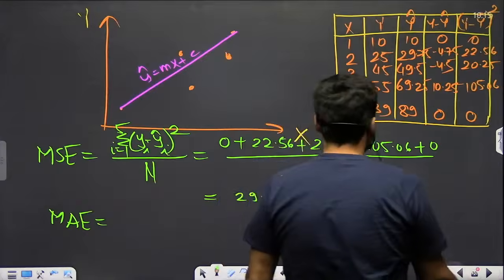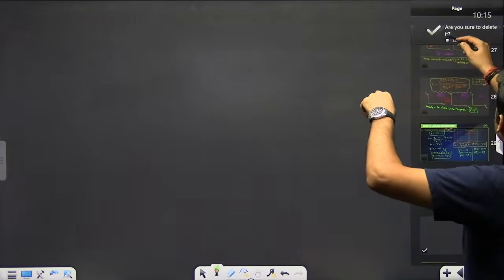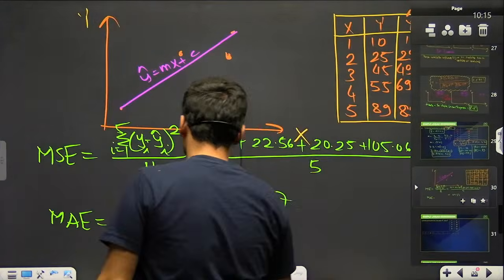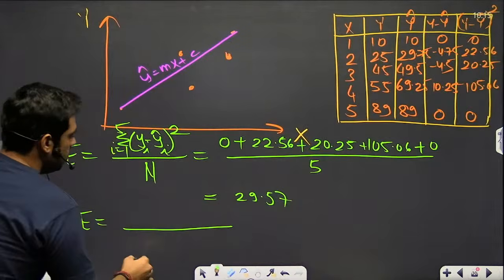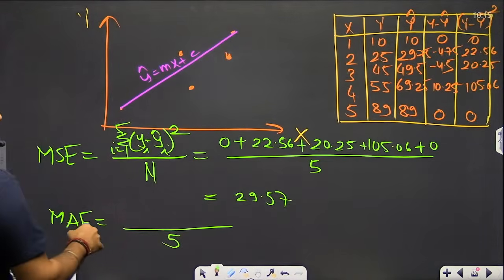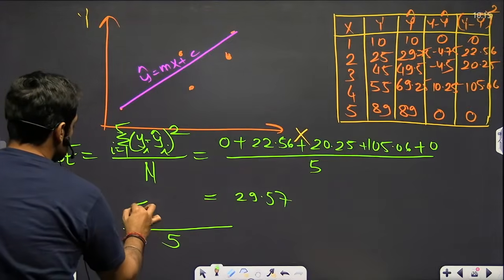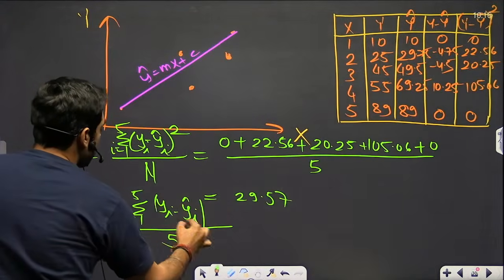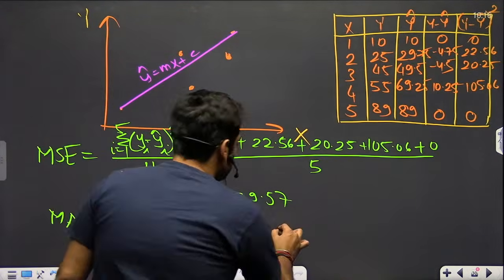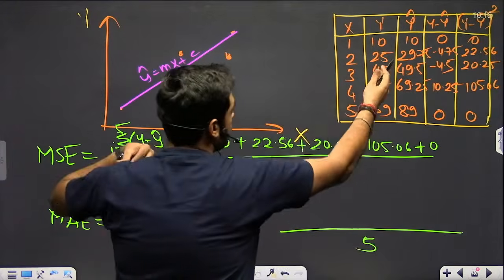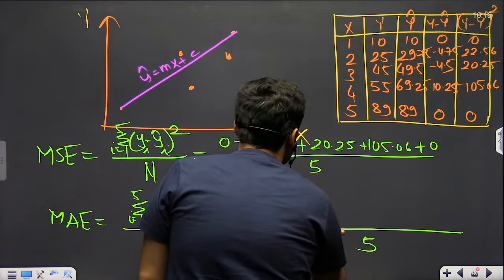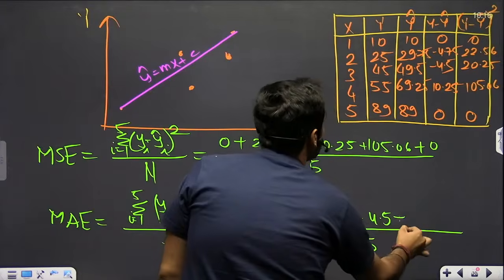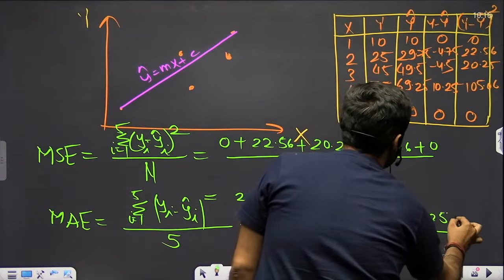So I calculated the MSE value. Now I have to calculate the MAE value, very simple. I would just go with the formula: MAE is 1 upon 5 times the summation of i equals 1 to 5 of the modulus of yi minus yi hat. So how much would this be? I have to just add all these values: 0 plus 4.75 plus 4.5 plus 10.25 plus 0.